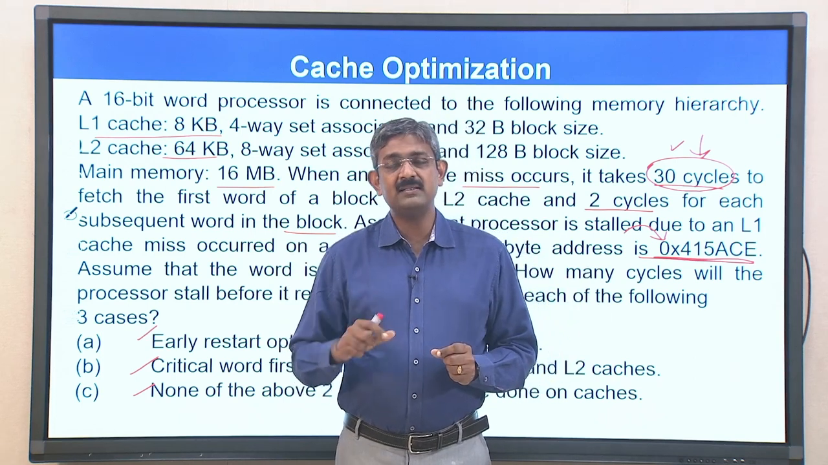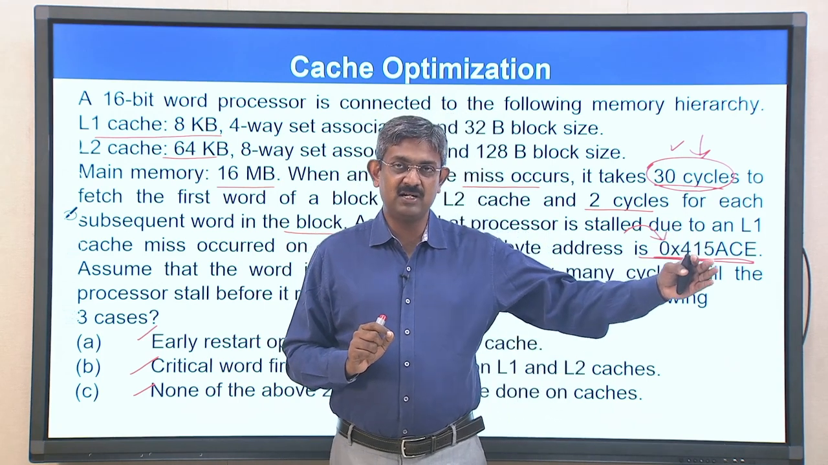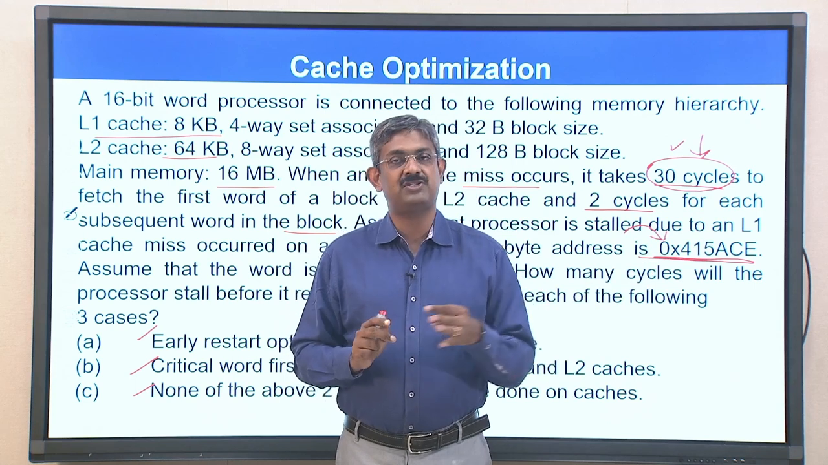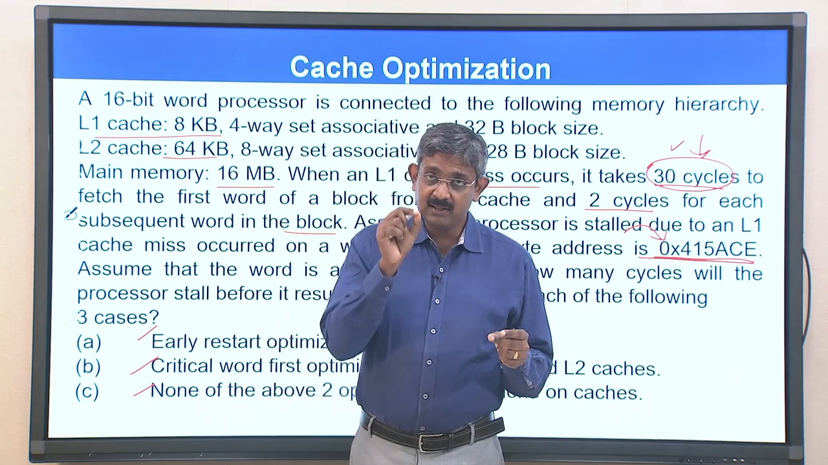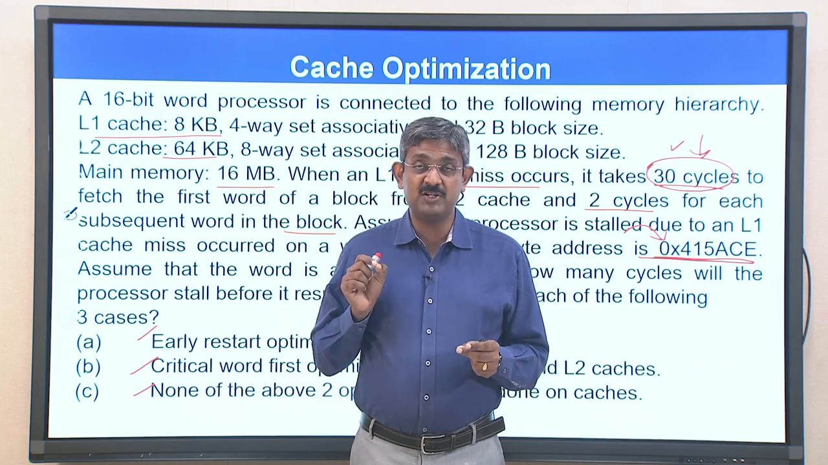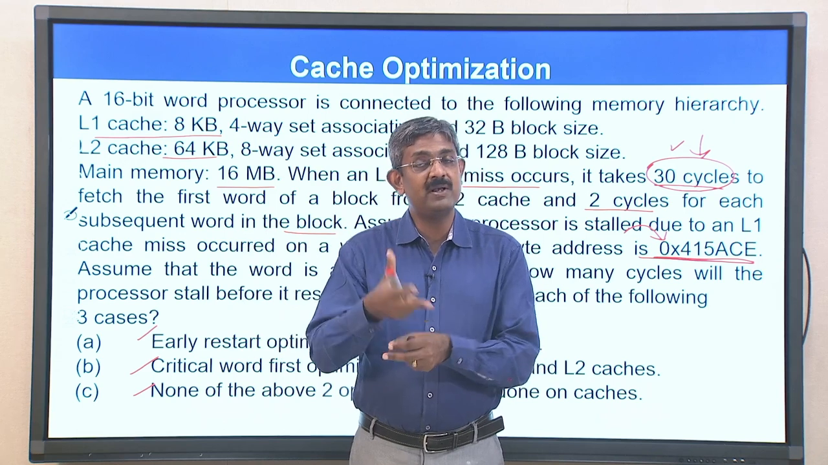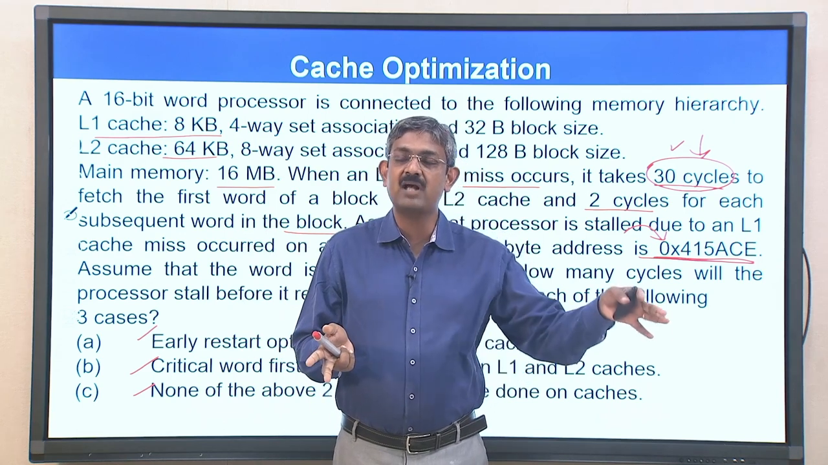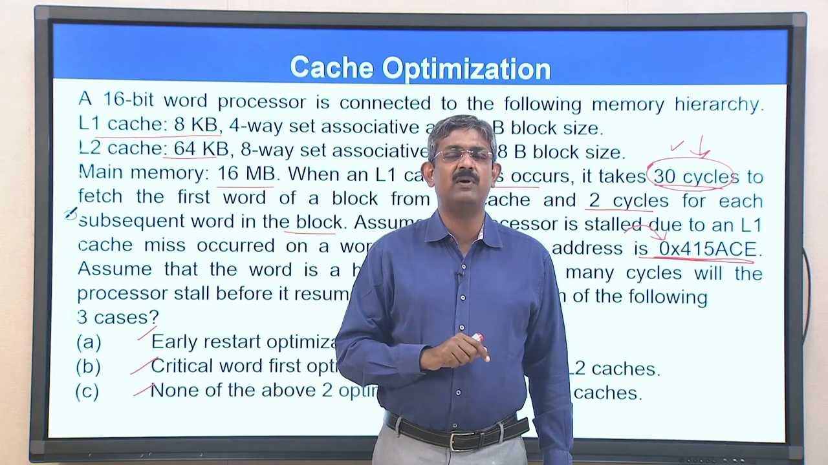Whereas, in the case of an early restart optimization, as we have already learned, the content from L2 is coming in the normal fashion. First word, second word, third word, like that. And as and when the word that is being demanded by the processor reaches L1, L1 has to give it. So, the optimization is done only in L1, L2 is unaware of this whole process. That's what is being given in the question.